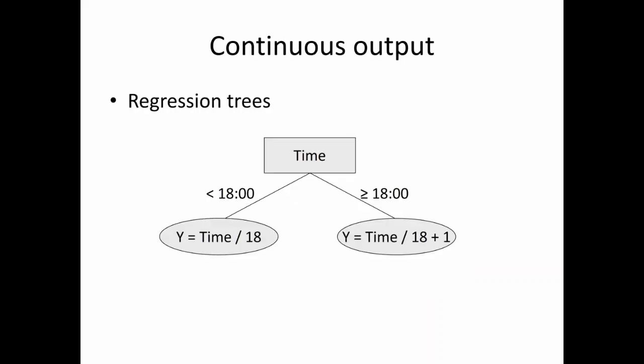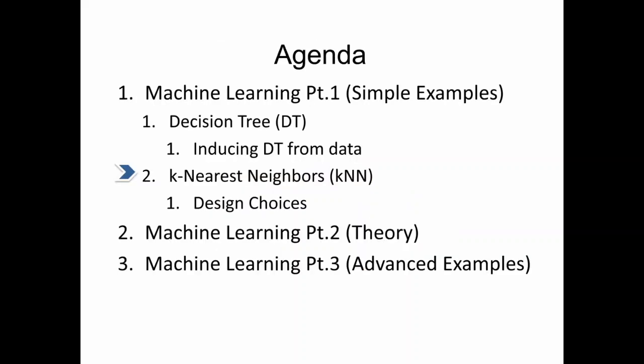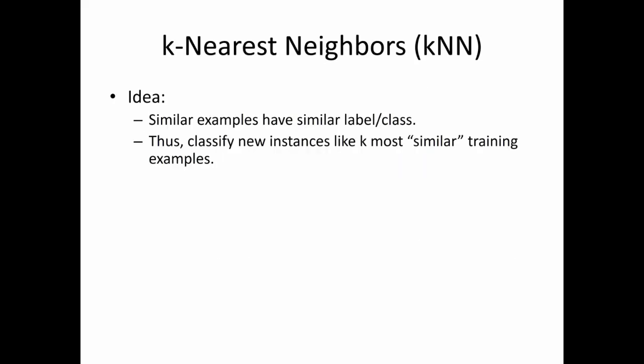For regression problems, instead of associating each leaf node with a specific class, we can associate it with a specific function, so that the outcome of searching through this decision tree is not a single class, but one of infinitely many possible values. The second learning algorithm we're going to look at is called k-nearest neighbors, or KNN. The idea is pretty simple: similar examples tend to have similar labels or classes.